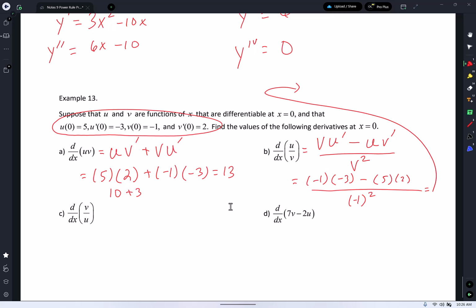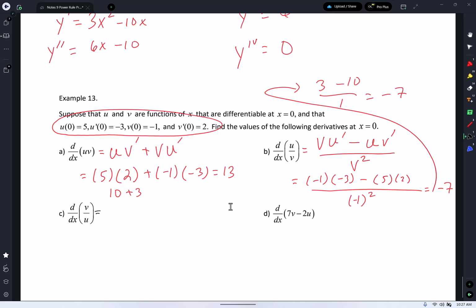Here we go. 3 minus 10 over 1. So it looks like it is negative 7. Cool or not cool? Okay. Be careful. They try and trick you here. They just switched the V and the U.